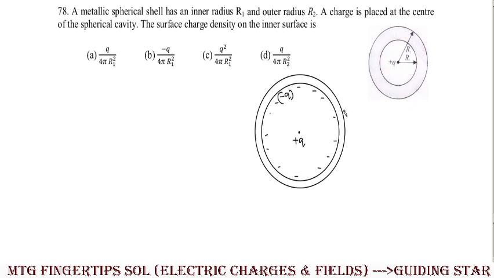तो आउटर सरफेस में कितना चार्ज डेवलप होगा? आउटर सरफेस में प्लस Q पॉजिटिव चार्ज. मतलब जो चार्ज आउटर सरफेस में डेवलप होगा, वो पॉजिटिव चार्ज यहाँ पे डेवलप होगा, उतना ही जितना सेंटर पर प्रेजेंट है. क्लियर? ये इंडक्शन का जो फिनोमिनन है, उसी फिनोमिनन से ये होता है.